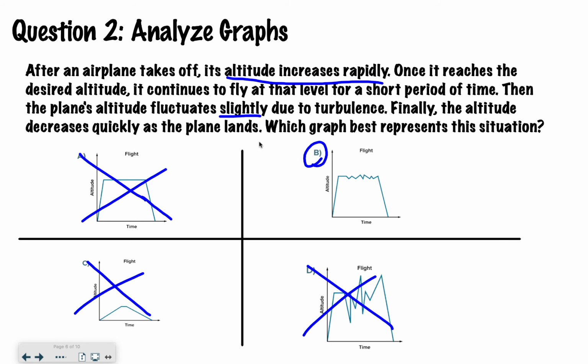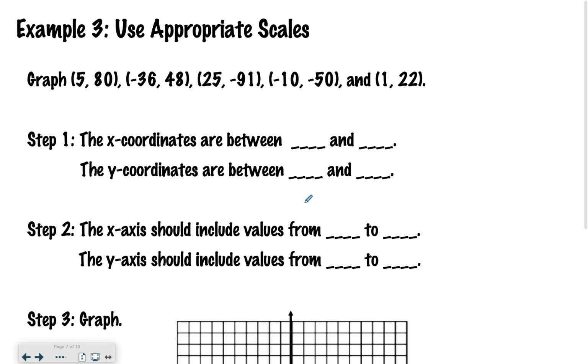Okay, and then finally the altitude decreases quickly as the plane lands. Both B and D match that, but letter B is the only one that has the slight disturbance in altitude.